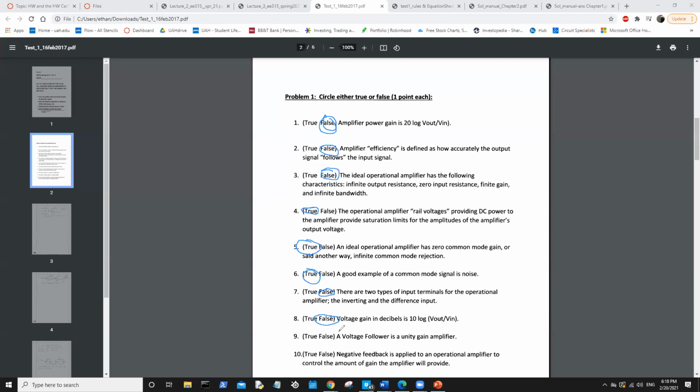All right, then we have number 9, true, false. A voltage follower is a unity gain amplifier. Is it? I forget. I remember we heard about that. He has slides where he defines all the amplifiers. I thought it was true, but I don't fully remember exactly what he said about it.